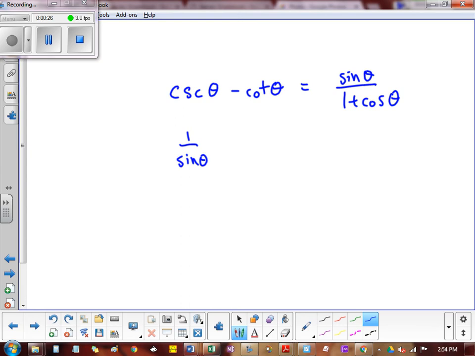So we have 1 over sine minus cosine over sine. And we got really lucky here that the denominator was already the same. So we could put these together into one fraction, 1 minus cosine over sine.